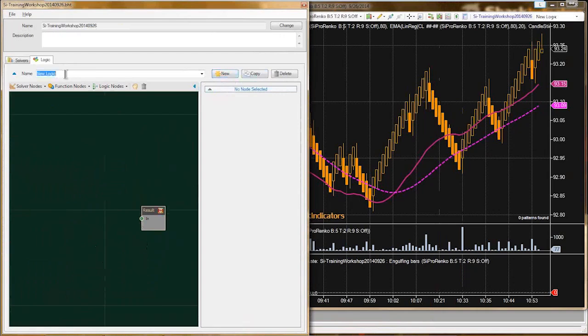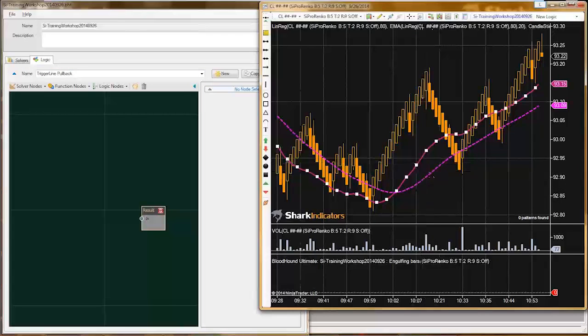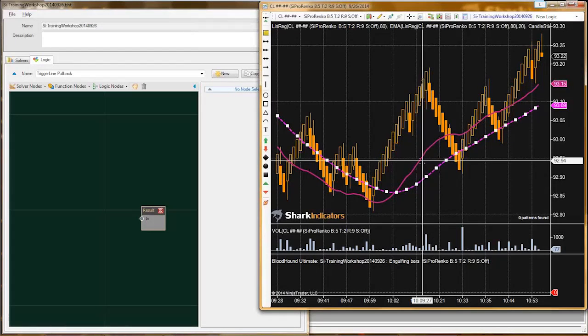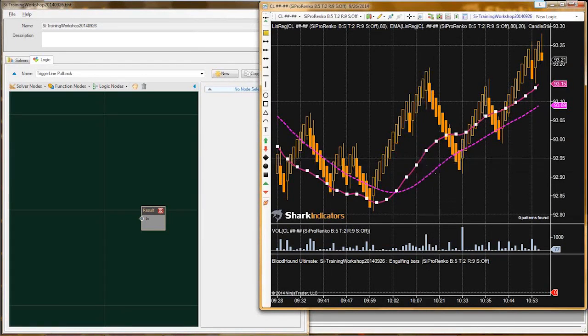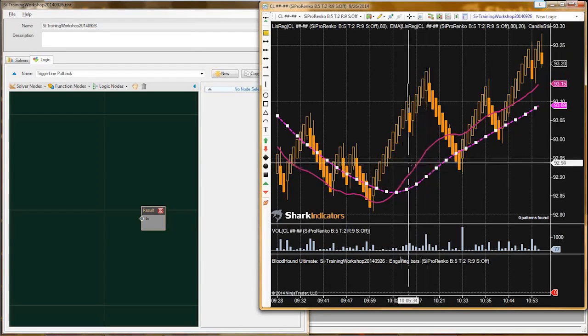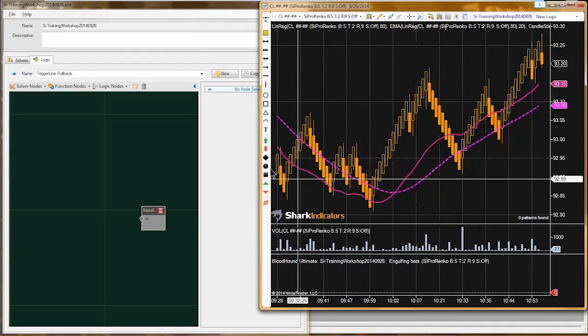And let's see, I'll start with a new logic tab here. So let's see. Alright, so we'll call this a trigger line pullback. That's typically what these moving averages are called. They're called trigger lines. That's the term that Nexgen uses on these, trigger lines. And so we're going to look for a pullback onto the trigger lines.